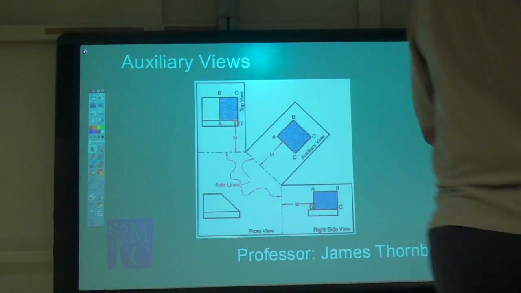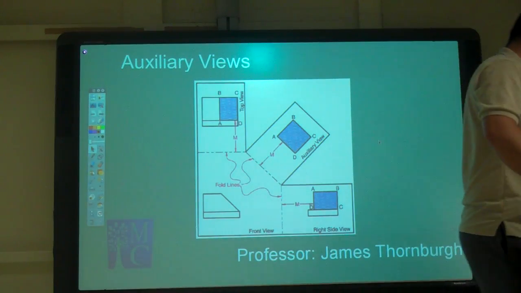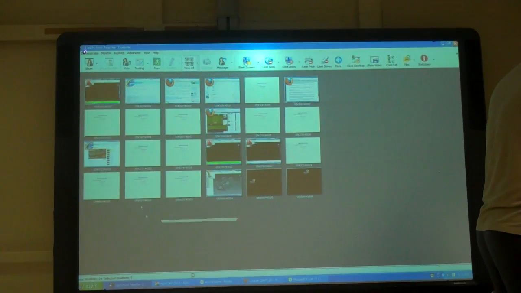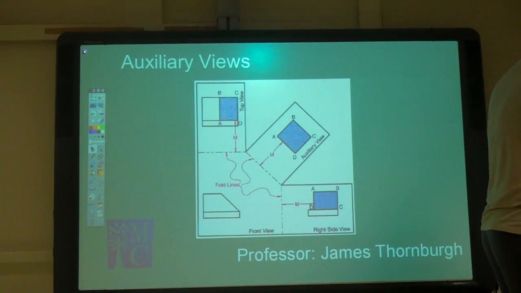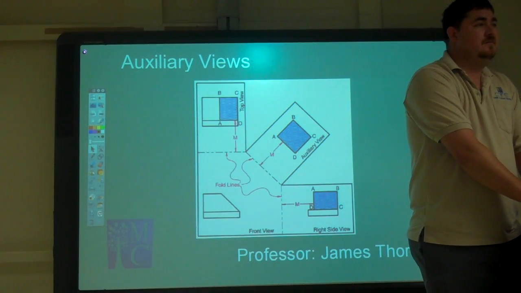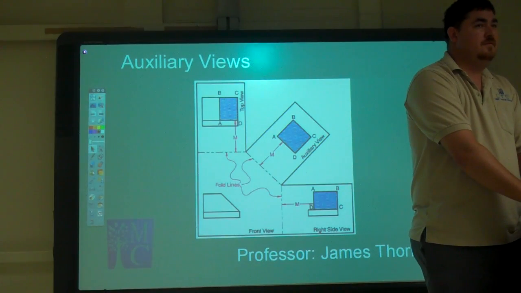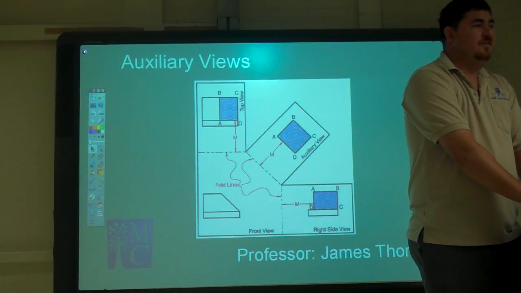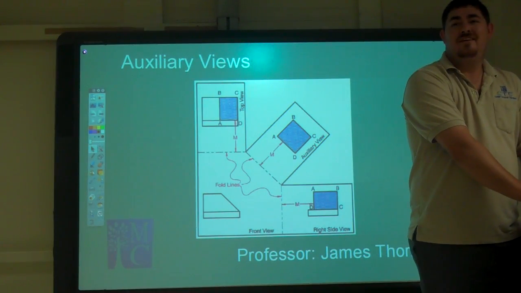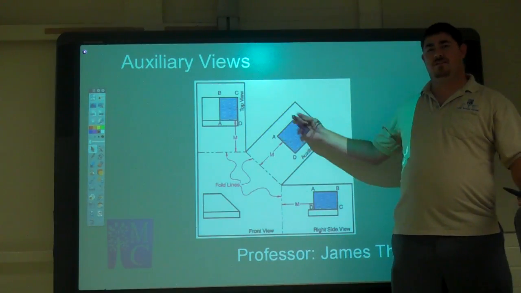So this week, we're going to do auxiliary views. So what do you see that's different than what we did before? So what's different on here than what we did last week? What do you think an auxiliary view is? True length. Well, yeah, true shape, right?